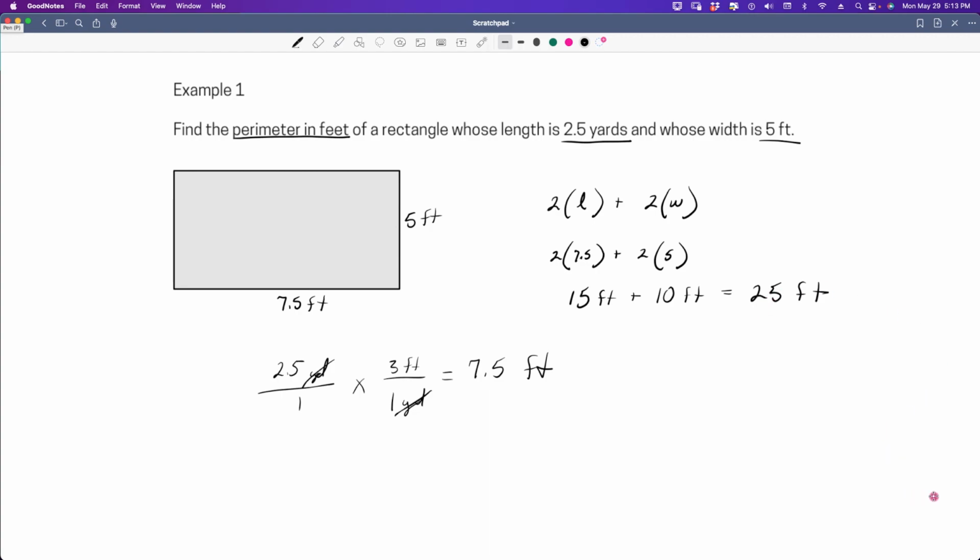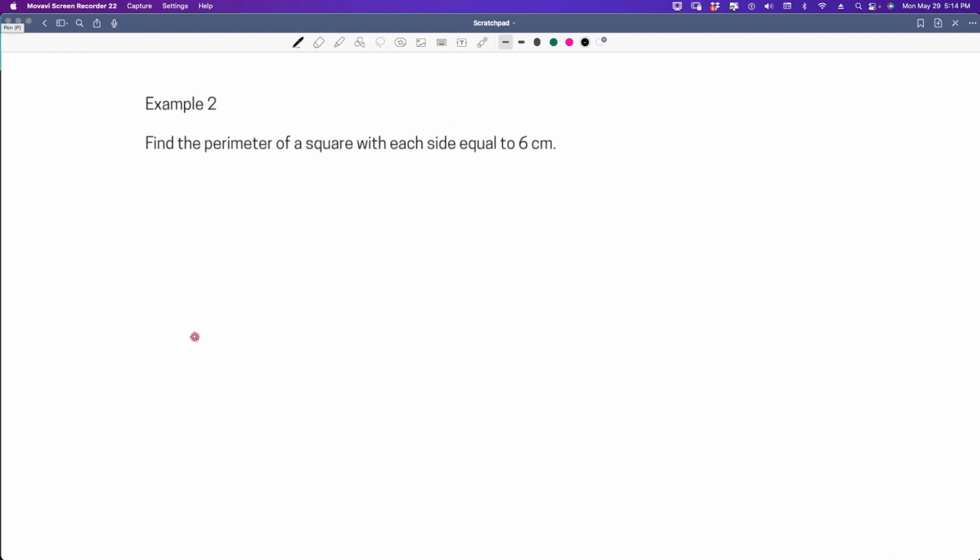Let's look at another example problem. So here in example 2, we have to find the perimeter of a square with each side equal to 6 centimeters. So again, I'm going to draw that out just to make it easier on myself to see what's going on. So here's my square, and each side is 6 centimeters. I'm just going to make that obvious to myself.